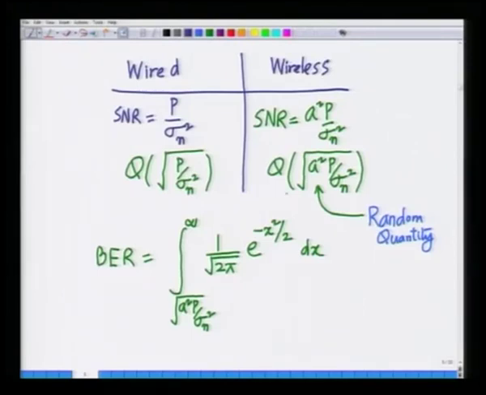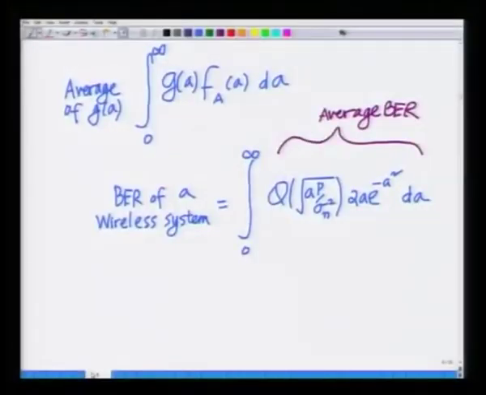All right. However, this a is a random quantity. So, I cannot give a bit error rate expression in terms of a, because it is a random quantity. The correct thing to do now would be to take this expression for bit error rate, which is a function of a, the random quantity, and average it over the distribution of a, and that is what we did in the last lecture. Remember, a has a Rayleigh distribution. So, the distribution of a is 2a e power minus a squared from the limit 0 to infinity.